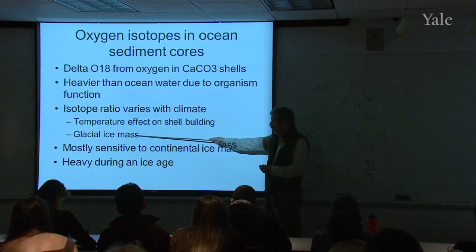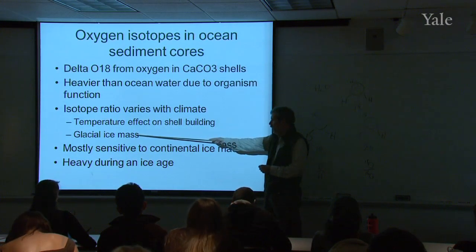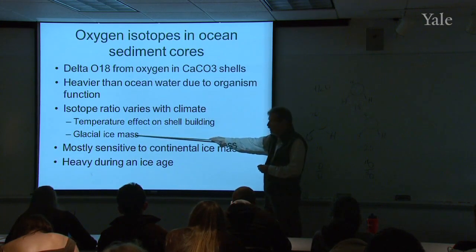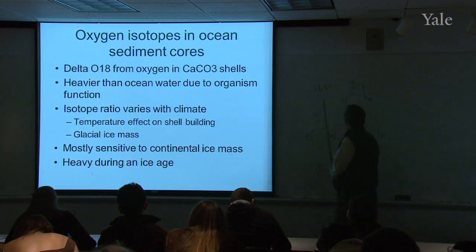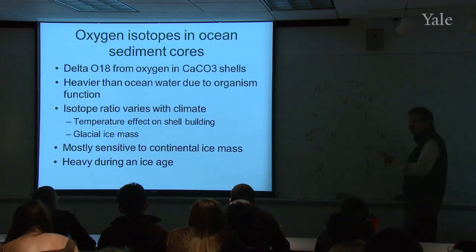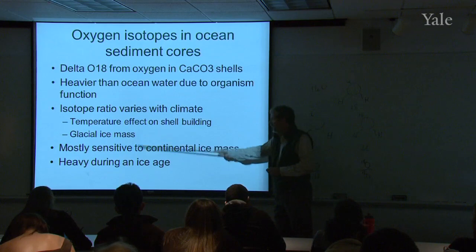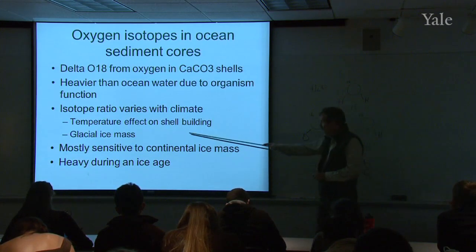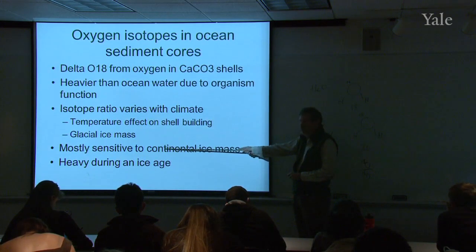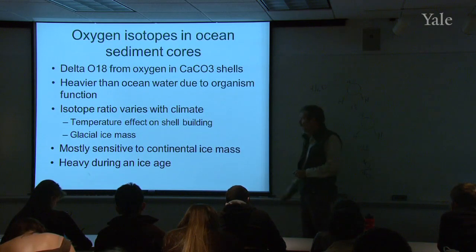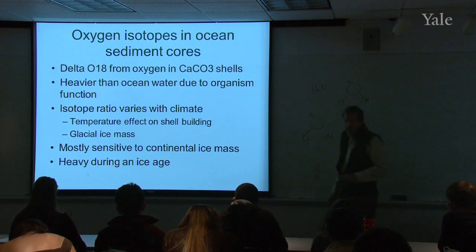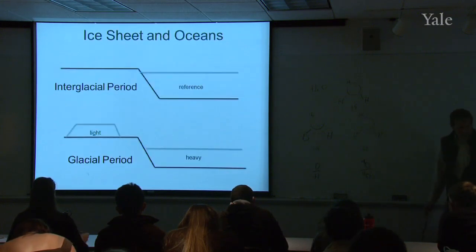Now there's an almost universal agreement in the scientific literature that when you get oxygen 18 data from ice cores, you're mostly getting a measure of the oxygen in the ocean water, and that's telling you something about the glacial ice mass, how much water has been stored up on land in the glaciers. So most of the literature now is purporting this idea, that it's mostly sensitive to continental ice mass. That means it's going to be heavy during an ice age. Let me explain that with the cartoon.